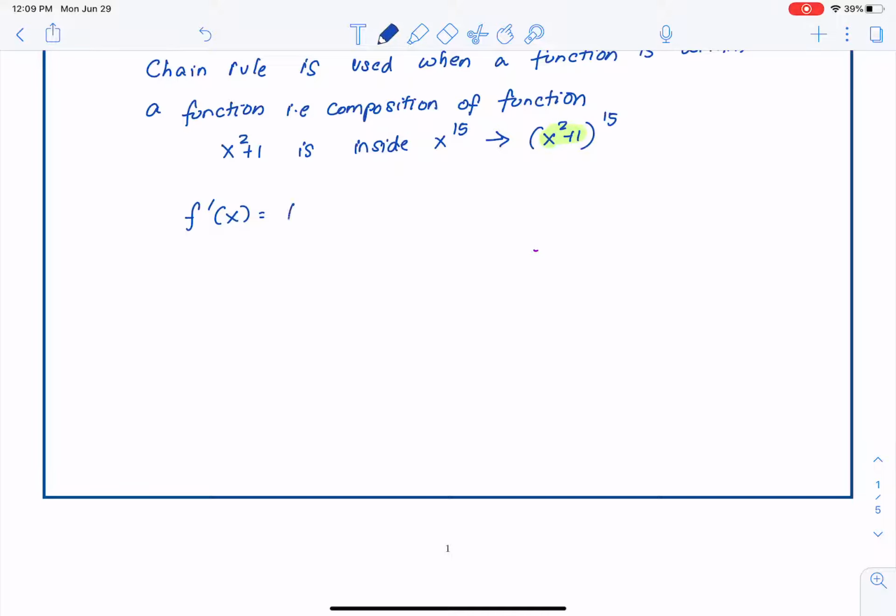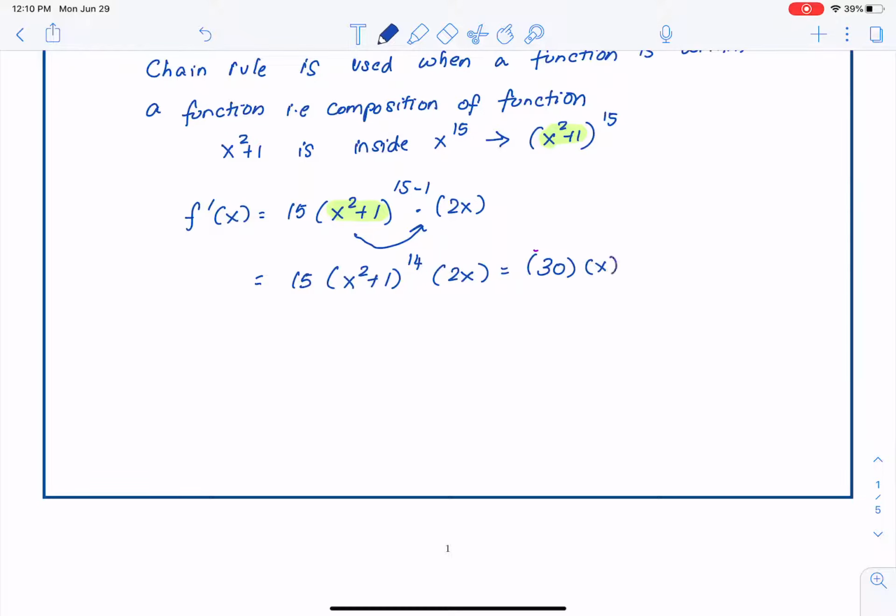So what is the derivative? We have 15, x squared plus 1 raised 15 minus 1. But whatever we have inside is not just x, rather it is a function of x. So we multiply by its derivative, so we have 2x. So 15 times x squared plus 1 raised 14 multiplied by 2x. The answer is 30x times x squared plus 1 raised 14.